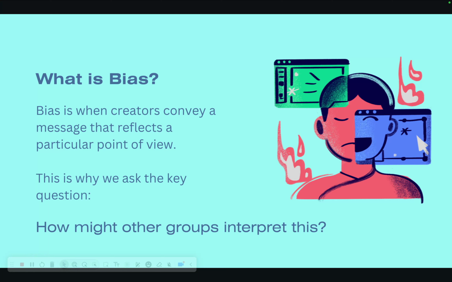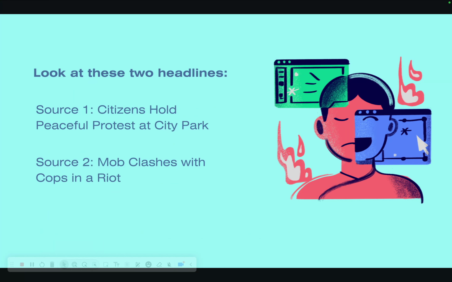So what is bias? Bias is when creators convey a message that reflects a particular point of view. This is why we ask the key question, how might other groups interpret this message? So I want you guys to think here, is there a chance that there was bias between these two headlines here?